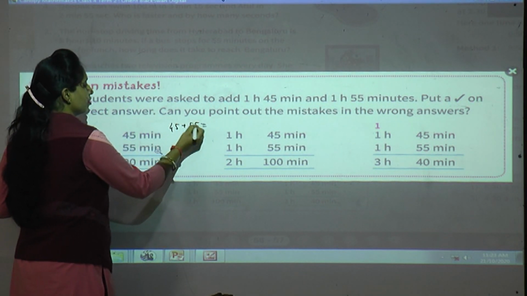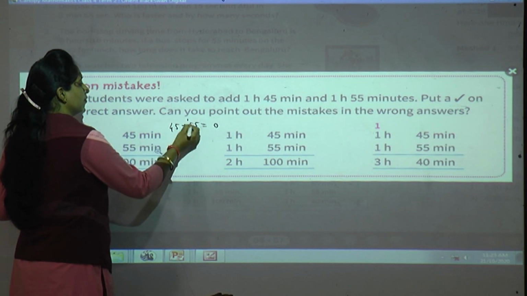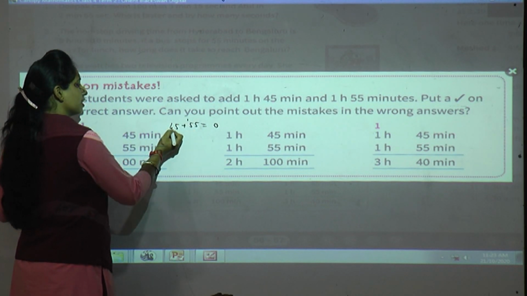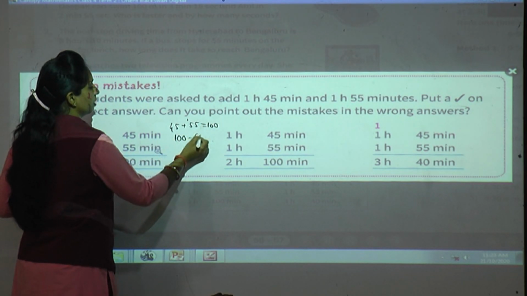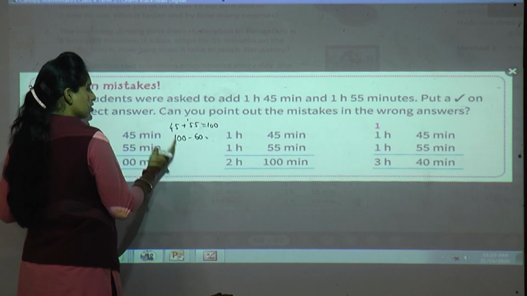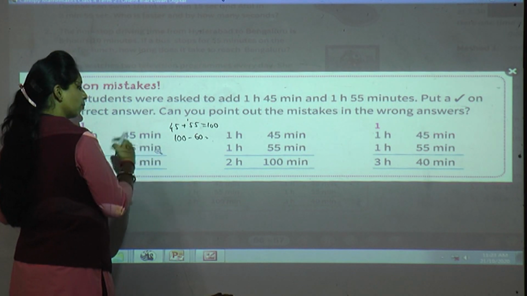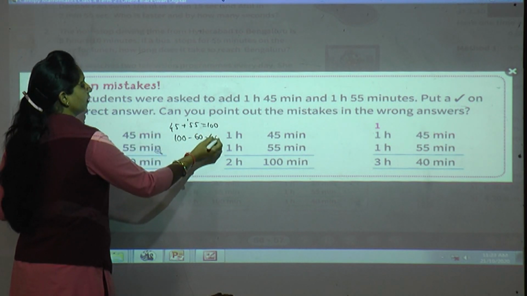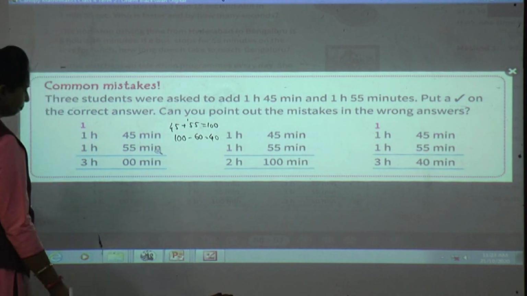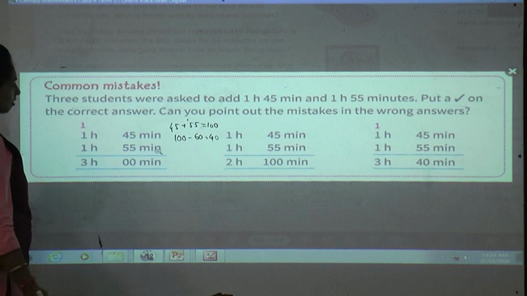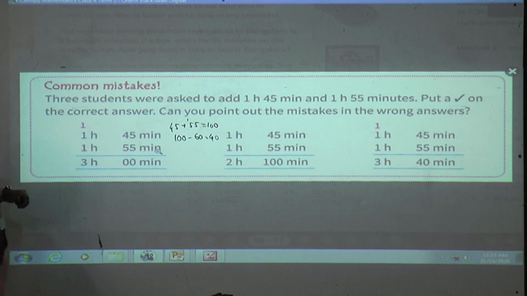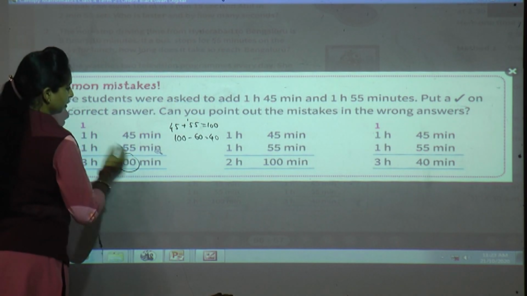So what is the addition? 5 plus 5 is 10, carry 1, 1 plus 5 is 6, 6 plus 4 is 10. Here we are having 100 minutes. So we need to subtract 60, because 60 minutes means 1 hour. When we subtract we get 40. So how many minutes are remaining? 40 minutes. He is supposed to write 40 minutes here and carry 1 hour. But has he done it in this way? No. So this is wrong.